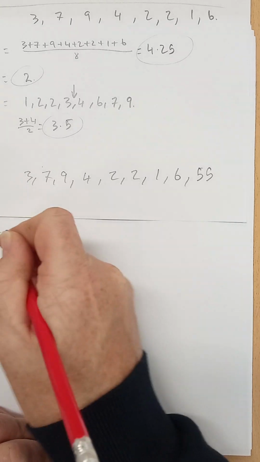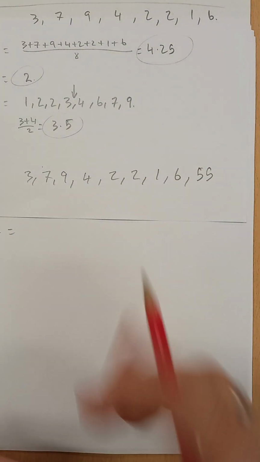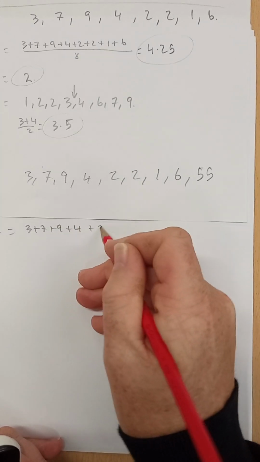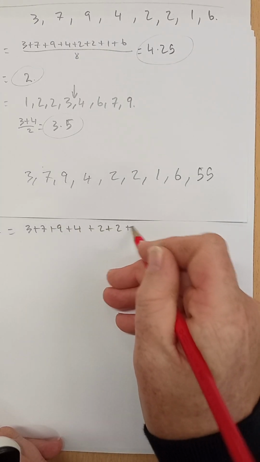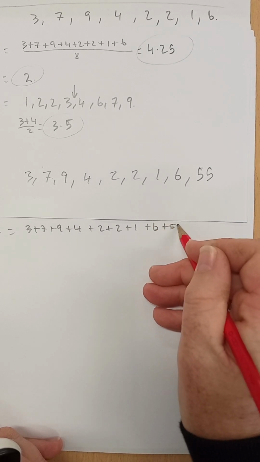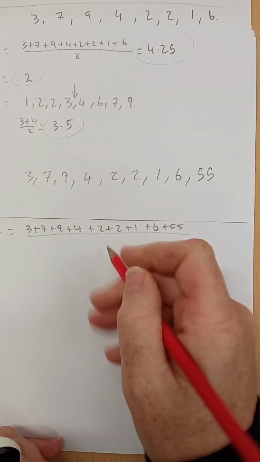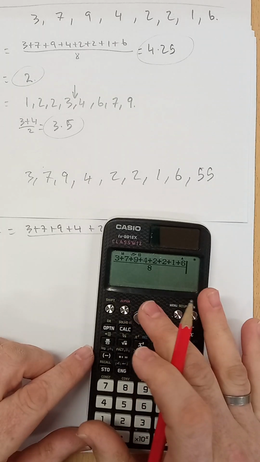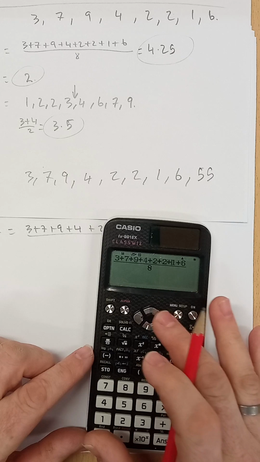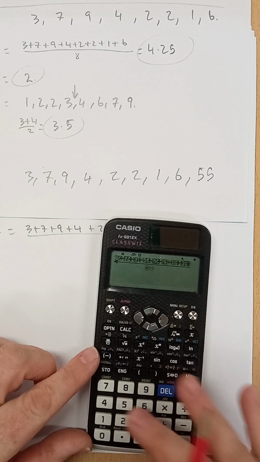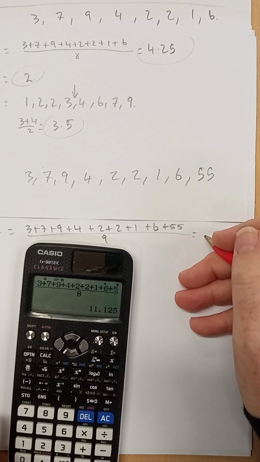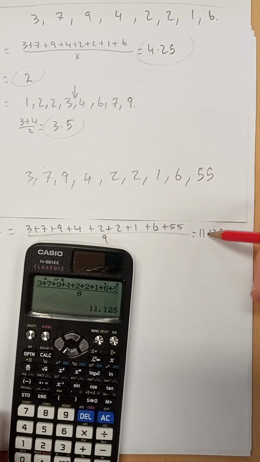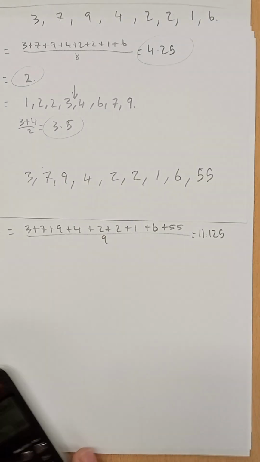So the mean is going to be add them all up. So we're going to add 3 plus 7 plus 9 plus 4 plus 2 plus 2 plus 1 plus 6 plus 55. And we're going to divide it by, well, there was 8, now there's 9. I already have that still on the calculator, so I'm just going to go back into the sum, add 55 at the end, and it goes up to 11.125. That's a big change. You can see the big change that's happened there already. Let's try the mode.